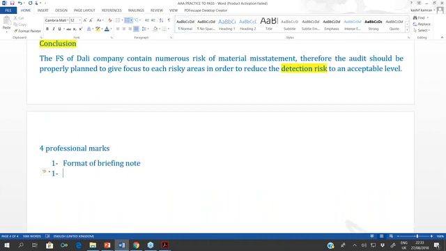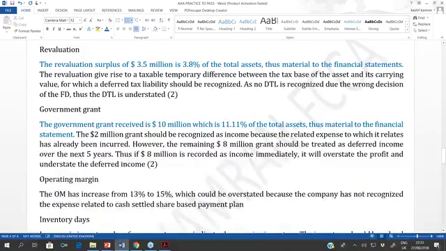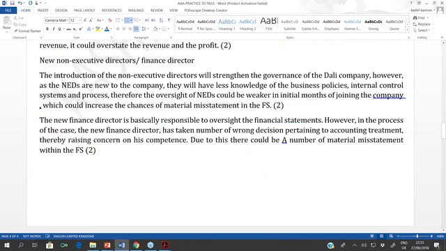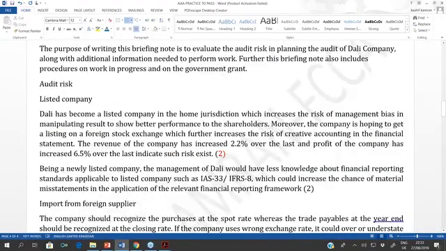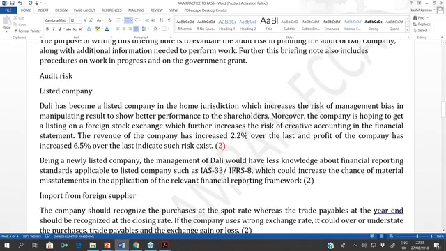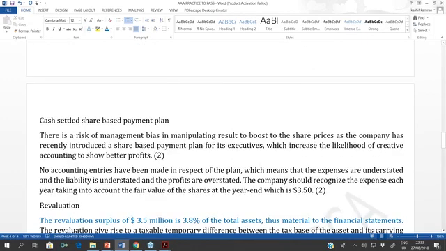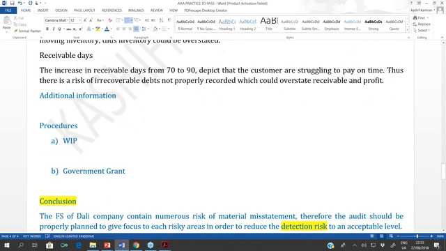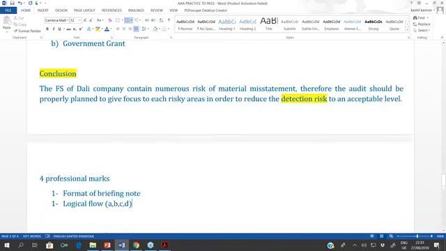There is 1 mark for the logical flow. The logical flow is A, B, C, D. See, I did the logical flow. I didn't break the logical flow. The examiner was asking audit risk first, so I wrote audit risk first. Then the examiner was asking additional information, so I wrote it after. Then the examiner was asking procedures, so I maintained the flow that was given by the examiner. So the logical flow will give me 1 mark.